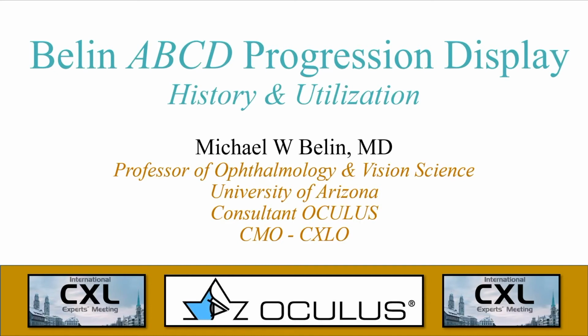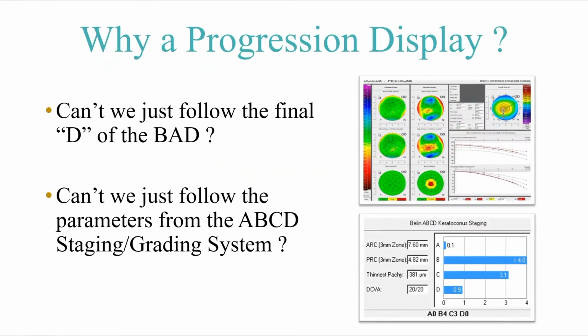My topic is going to be the Belin ABCD Progression Display, History, and Utilization. I often get a question, why do we need a progression display? After all, we have the Belin Ambrósio or the BAD display. Can't we just follow the final D? We have the ABCD staging or grading system. Can't we just follow that?